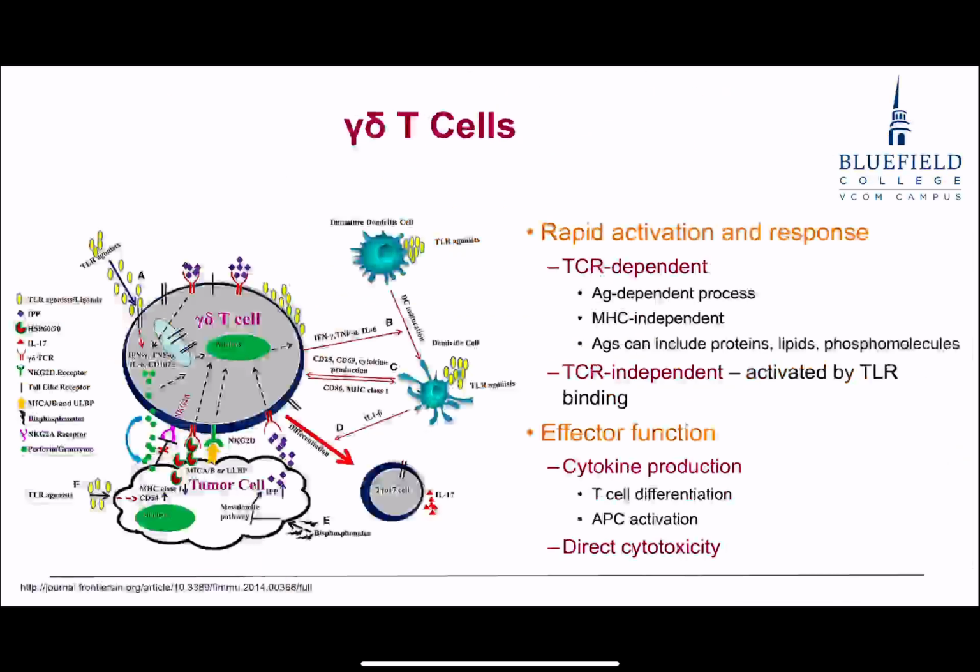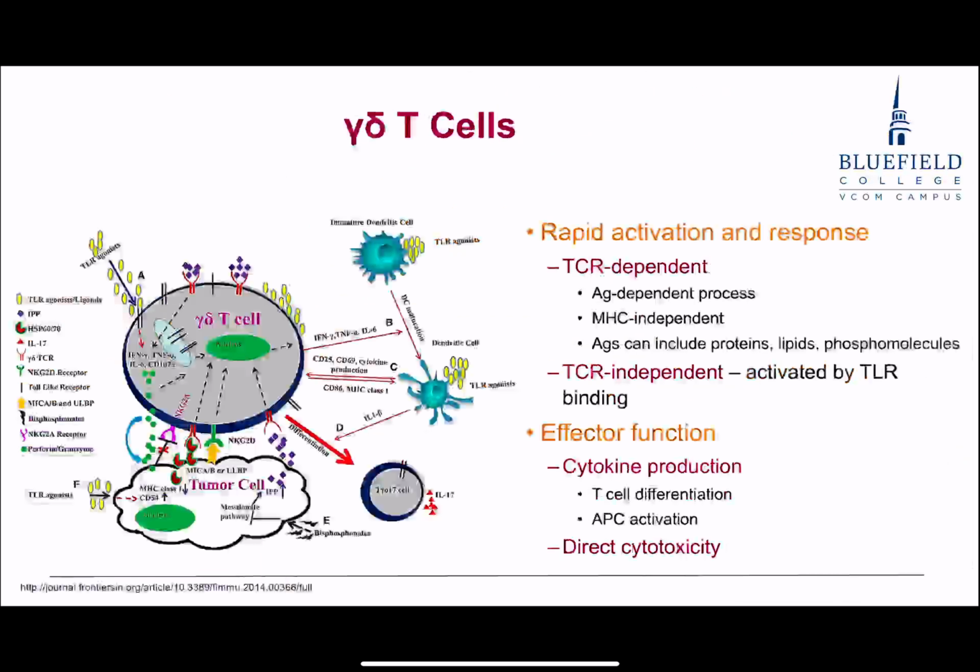What do they do? They respond very rapidly. They respond almost in a timeline like an innate cell, but because it's an antigen-dependent process, because they express the CD3, it's an adaptive response. Okay? So they can produce cytokines, so they're immediately affecting differentiation of resident macrophages and dendritic cells in the area and T cells in the area.